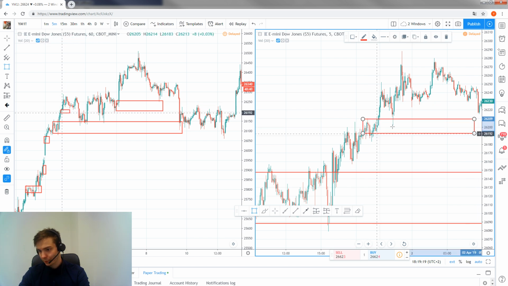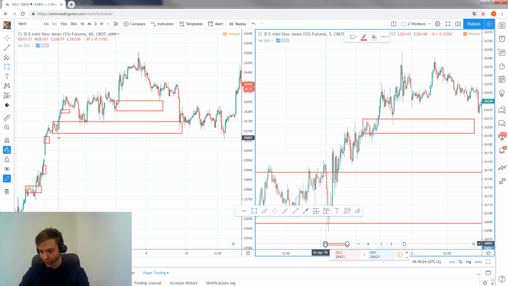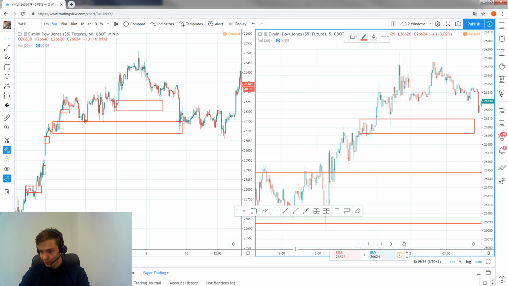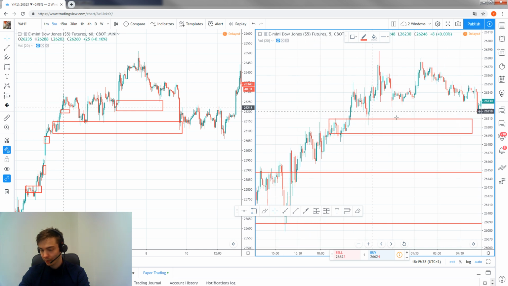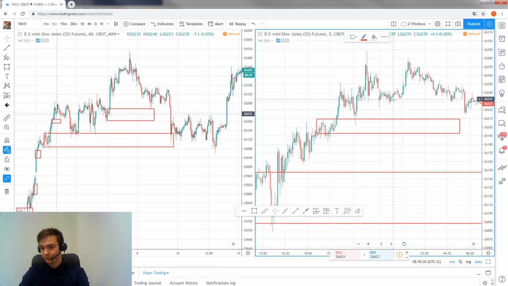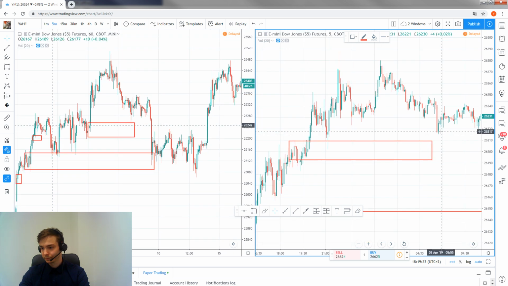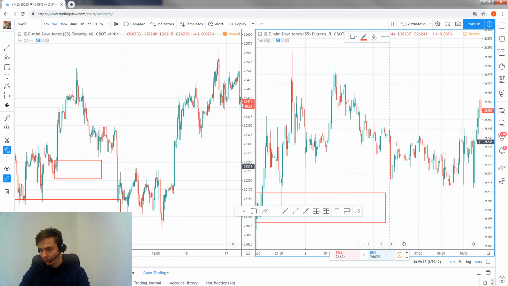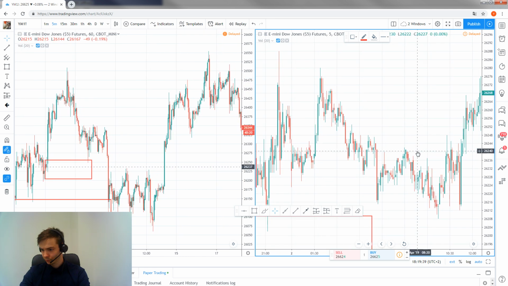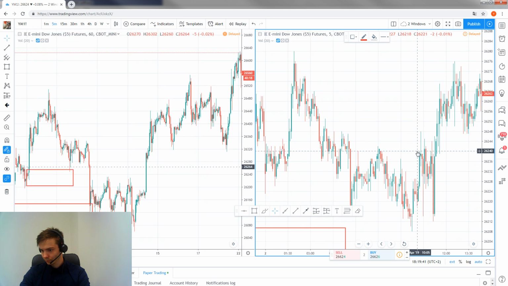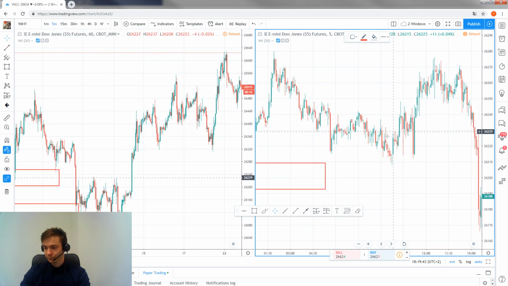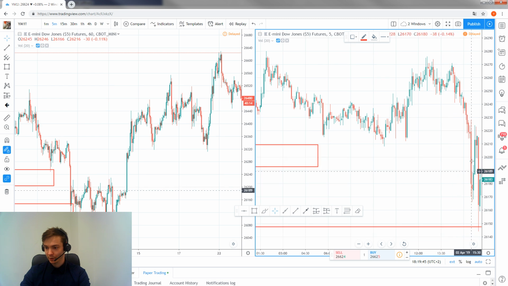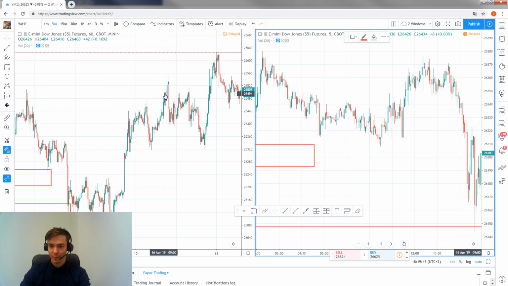Impulsive movement up, place of structure. Here would be now our entry, fast rejection. Somebody can also use a pin bar here for timing. Okay, impulsive movement again on the 5 minute time frame, but from the high structure we are still in an uptrend.